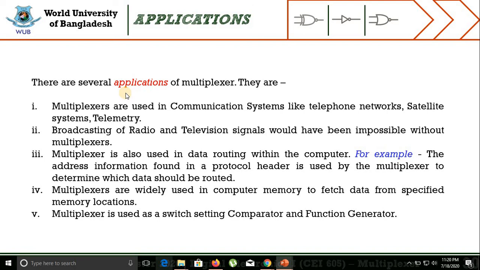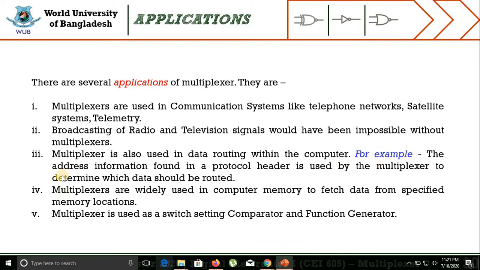From this slide, we may learn some of the applications of the multiplexer. So let's start with number 1. Multiplexers are used in communication systems like telephone networks, satellite systems, telemetry. Next, broadcasting of radio and television signals would have been impossible without multiplexers, which is very important. Next, multiplexer is also used in data routing within the computer.